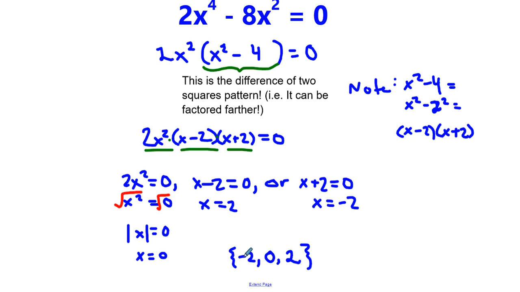And if you don't believe me, you could always double check by plugging them back in and doing -2 to the fourth, which is going to be a positive 16 times 2 is 32. Plug in the -2 here, you get a 4 times 8 is 32. And if you subtract those, you are going to get a 0. And you can do the same with the 0 or the +2, you're still going to get out a 0.